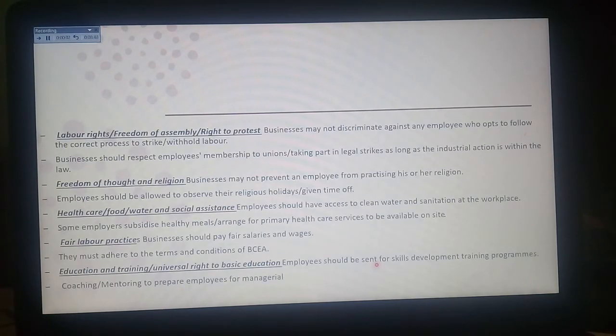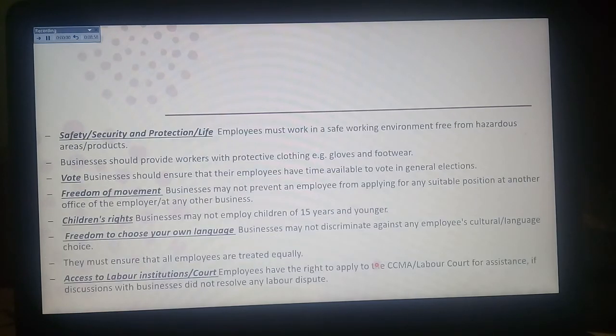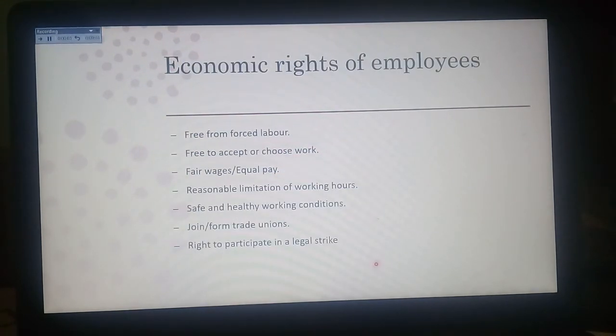Labor rights: freedom of assembly, a right to protest. All right, freedom of what? Of thought, of religion. We've already touched upon that. Fair labor practice, education, safety, voting rights: we already touched upon those. All right, so now we are going to economic rights of employees. Employees are free from forced labor, free to accept or choose work, entitled to a fair wage or equal pay, reasonable limitation of working hours, safety of working conditions, the right to join or form a trade union, and the right to participate in legal strikes.